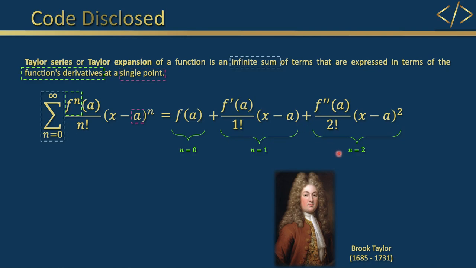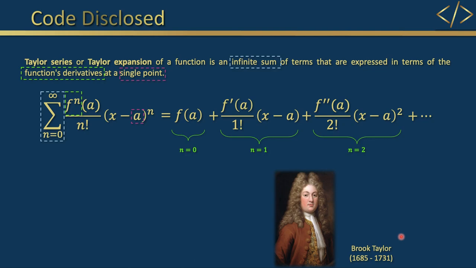For n equals 2, we do exactly the same, but this time we take the second derivative and then we divide by 2 factorial times x minus a squared, plus up to infinity. So it's an infinite sum of these terms. We just go higher in derivative, higher in factorial, and higher in the order of x minus a. This is just a recap of the last video.